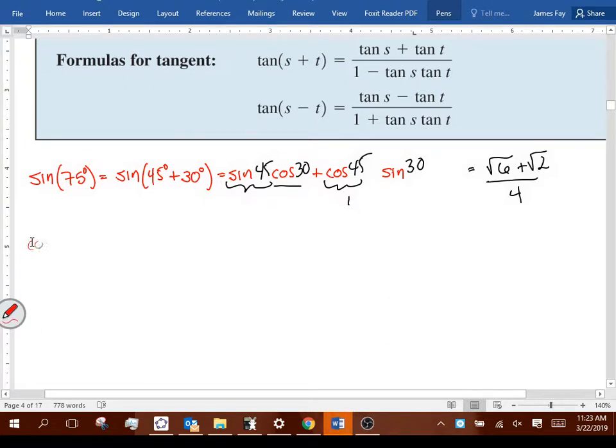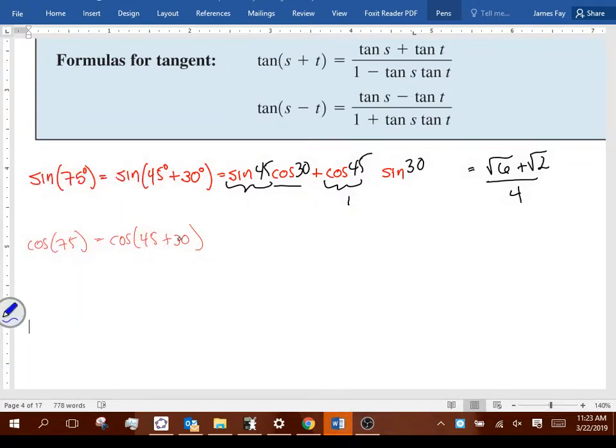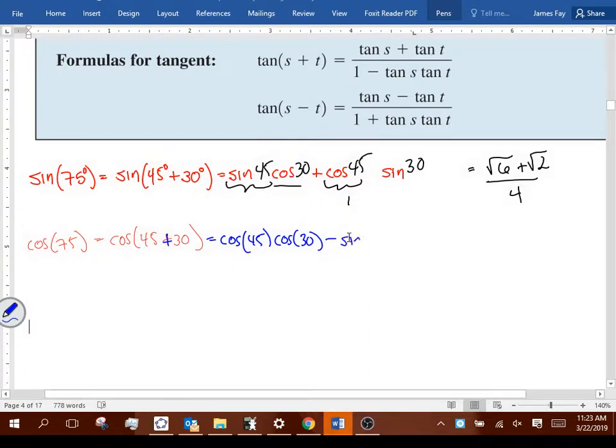Let's do cosine 75. Cosine 75, would you agree that is cosine of 45 plus 30? Is addition commutative? So could I have written this as 30 plus 45? Yep. And then I can go, so this is cosine of 45. So it goes cosine, cosine. Cosine, so this is a plus. So this one's got to be a minus. And then it finishes off sine, sine.